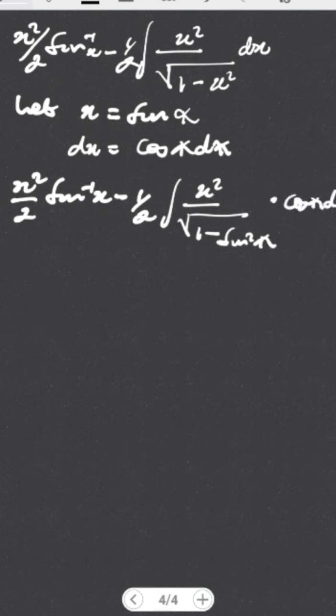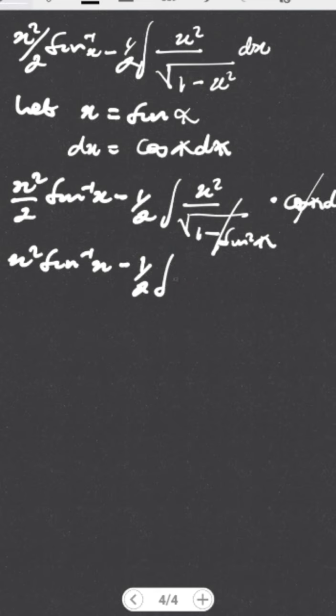Out of that, the whole of the root would cancel with the cos of k, and therefore I would have x squared out of 2 sine inverse of x minus 1 out of 2 the integral of, where x squared is sine squared of k, sine squared of k dk. Having got that, with integration over even powers, you find that I can represent something here.